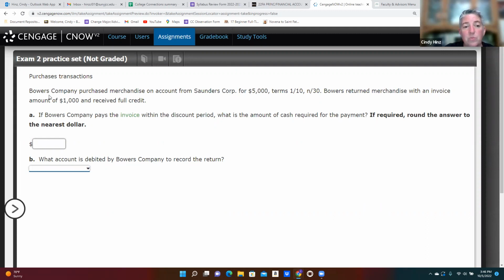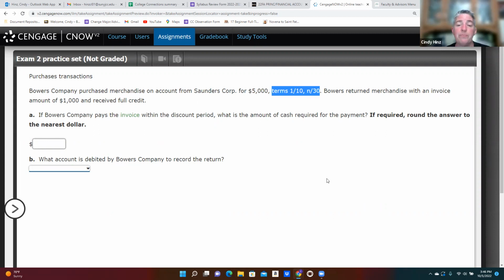So in this exercise, Bowers Company purchased merchandise on account from Saunders Corp for $5,000. So that's the amount of the merchandise. We did talk about payment terms, and here's one example of very typical payment terms. We would read this 1/10, net 30, or 1% 10, net 30.